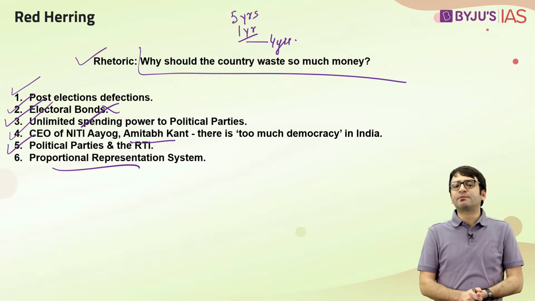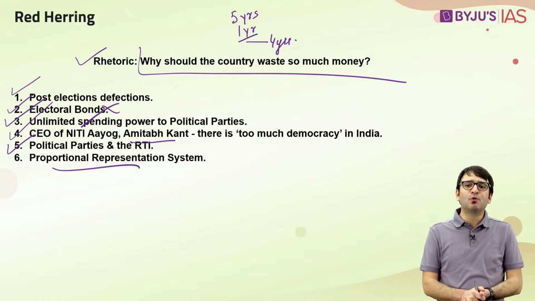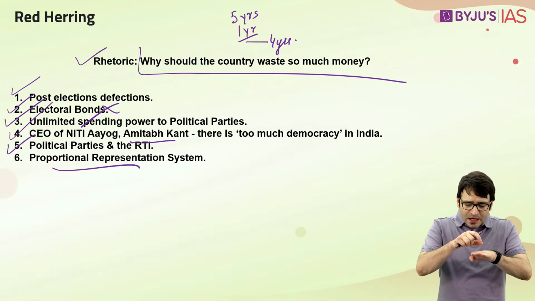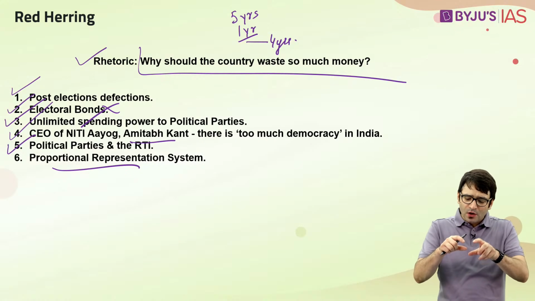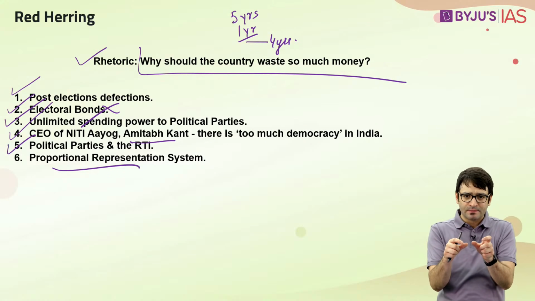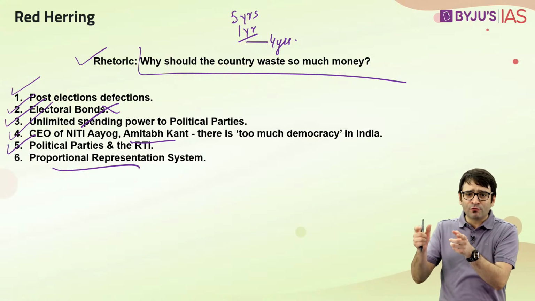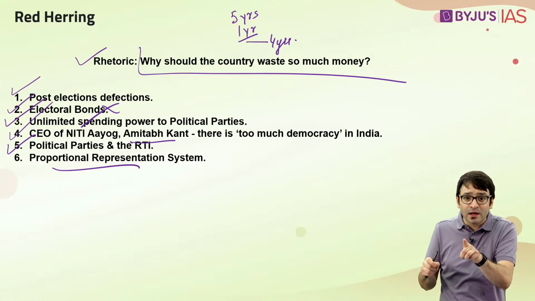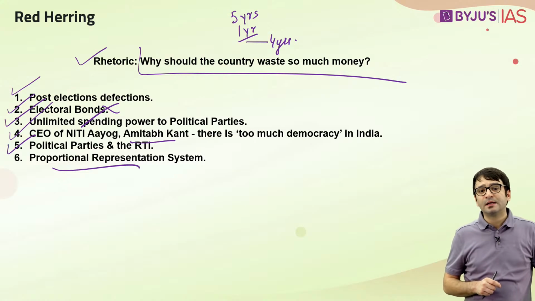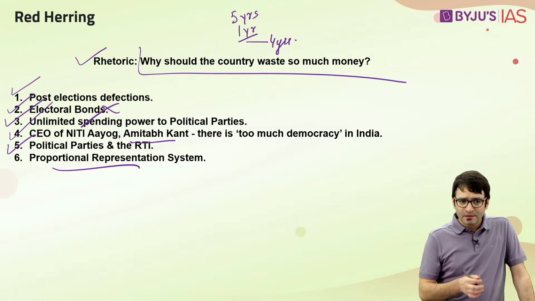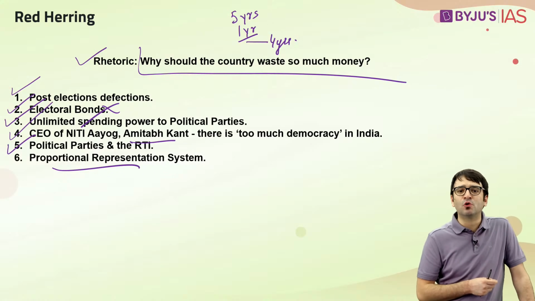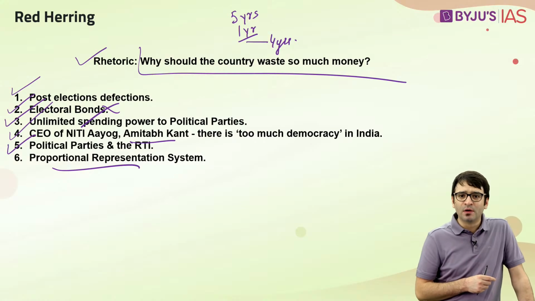Right now, what is the system that we follow? First past the post system. That means in a particular constituency, if there are 1 lakh people who have voted, who is the candidate from this constituency? Somebody who gets the highest number of votes, not necessarily a majority of votes. There have been instances where from a particular constituency, the candidate who got only 10% votes is your representative because we follow the first past the post system.